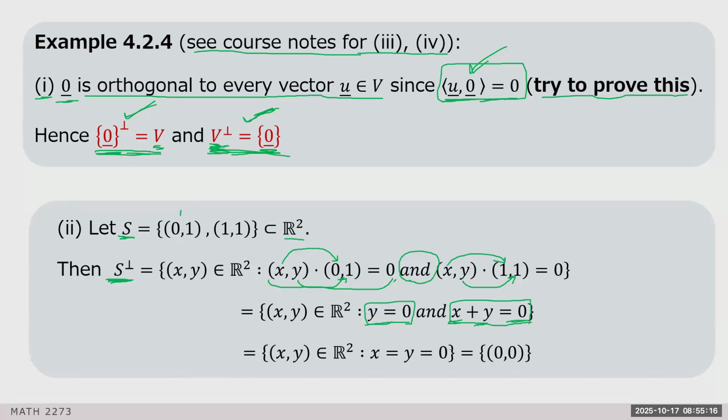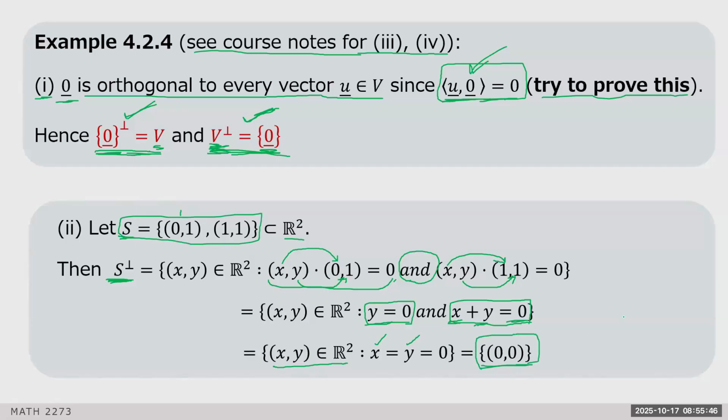Okay, so you all know how to solve it. It's 0, 0 for both of them. So this is just equal to the set of all vectors in R squared such that x is 0 and y is 0. Well, that's just the 0 vector, right? So it turns out the orthogonal complement of this set S is just the set with the 0 vector.